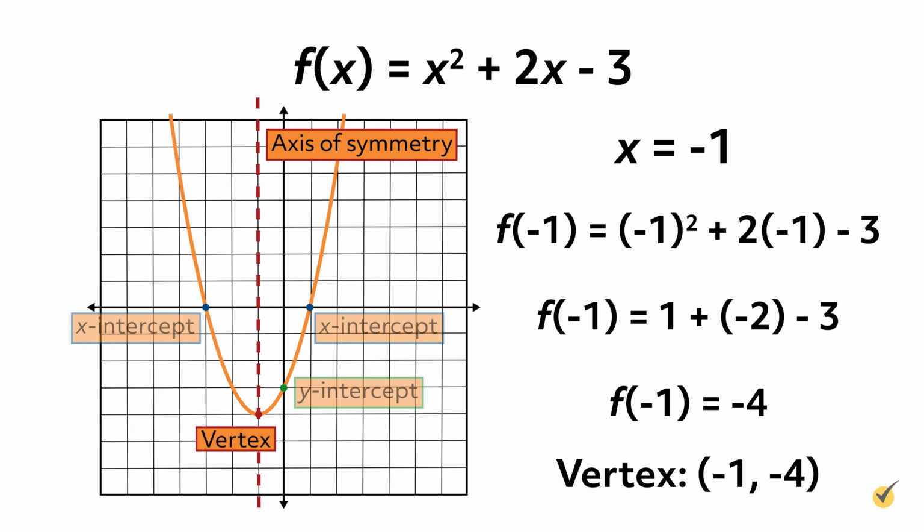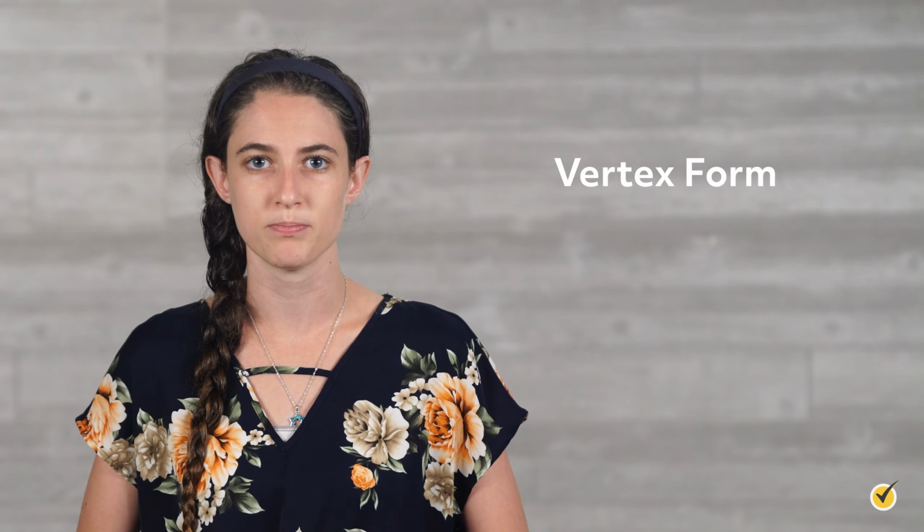So far we've been using the standard form of our quadratic function, but there's another form called vertex form. We can convert from standard form to vertex form by completing the square, which is a whole big process that we don't actually need for this problem since we already found the vertex. The coordinates are all that we need to write our function in vertex form.